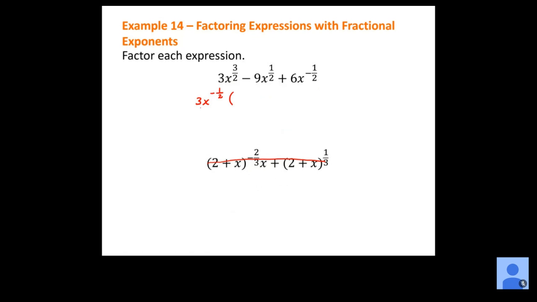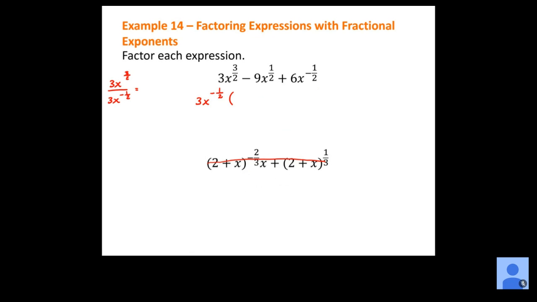Well, again, I'm basically taking each of my terms and dividing out the 3x to the negative 1 half. So we have 3x to the 3 halves. I'm dividing that by 3x to the negative 1 half. 3 divided by 3 is 1, so those numbers cancel out. x to the 3 halves divided by x to the negative 1 half.